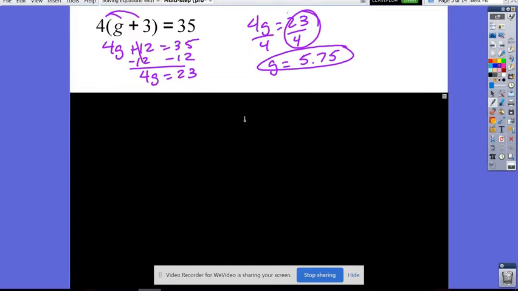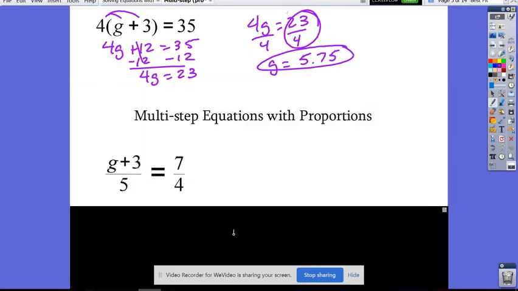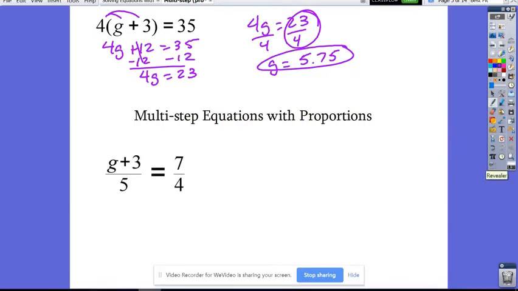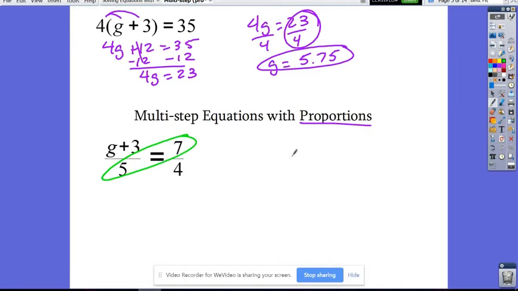So since this is okay, a question like this also should be okay. Believe it or not, these are the same things. Even though they don't look like the same setup, they are the same equation because we know with proportions, cross products are equal. Therefore, if we cross multiply, 7 times 5 is 35. That's equivalent to 4 times the entire quantity g plus 3.